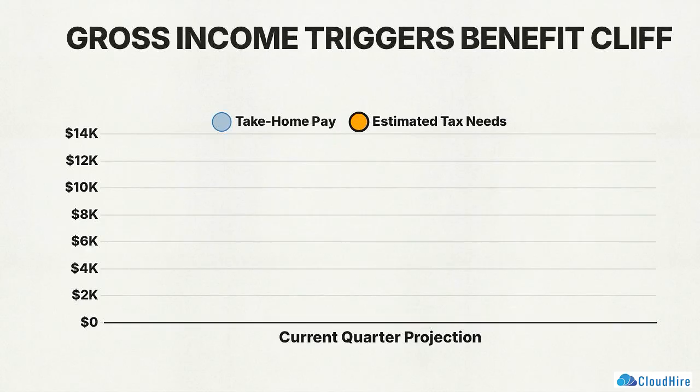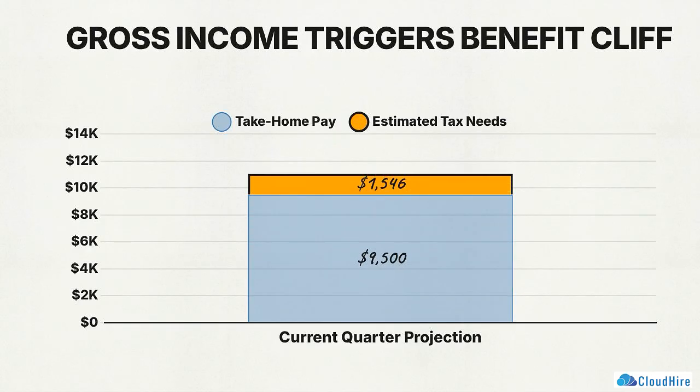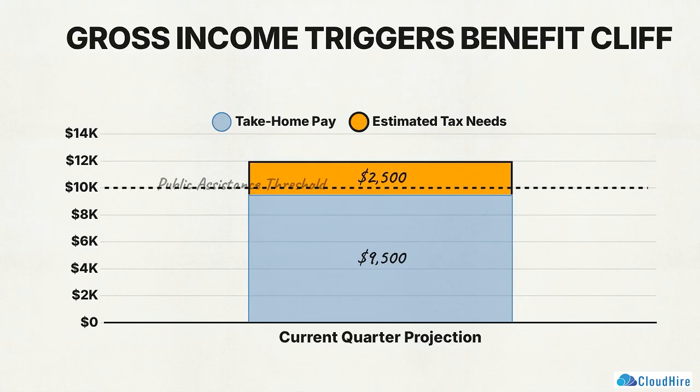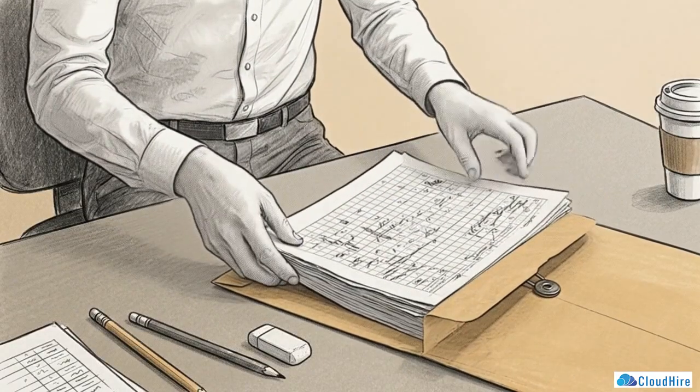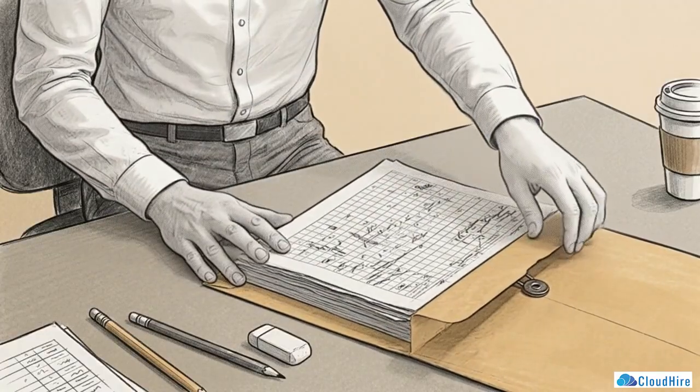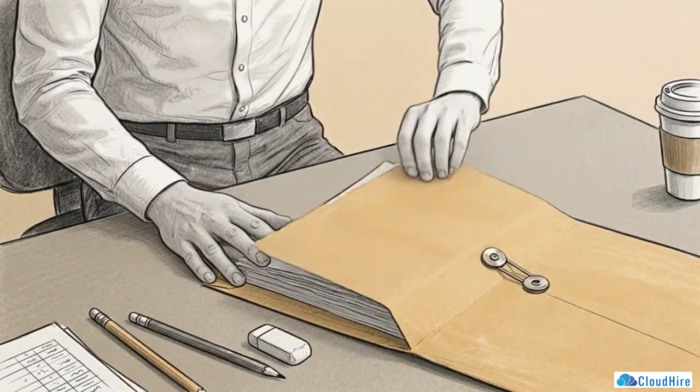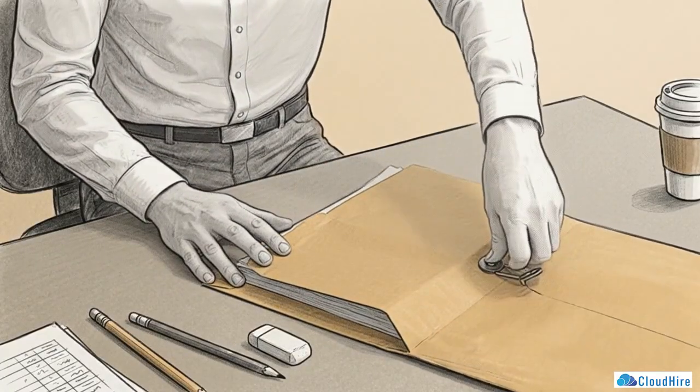You also need to calculate your current quarter's estimated tax needs. Because federal income tax isn't being withheld automatically, budgeting for those payments right now prevents triggering underpayment penalties or suddenly altering your eligibility for public assistance. Your working conditions dictate your obligations. Understanding these rules early is the only way to secure your paycheck and demand the protections you earn.